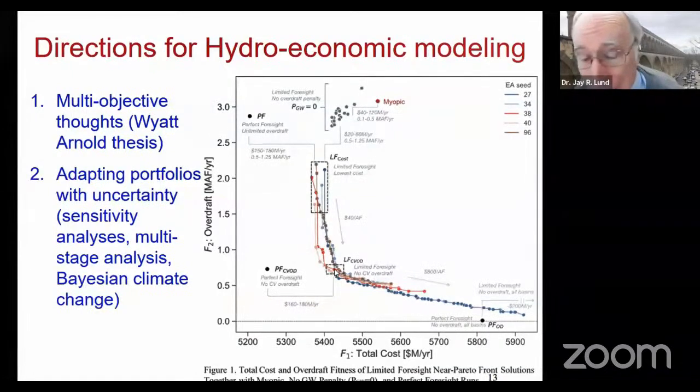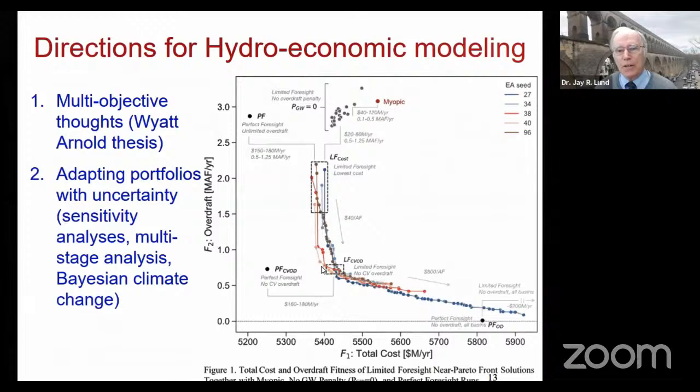That's a lot, but it's not a whole lot considering we're talking about $5 or $6 billion a year of economic benefits from this water system. So we can see the trade-offs between different amounts of overdraft and different amounts of economic performance. Some of the other things we're looking at is adapting these kind of water management portfolios that come out of these models with climate change and uncertain climate change over time.